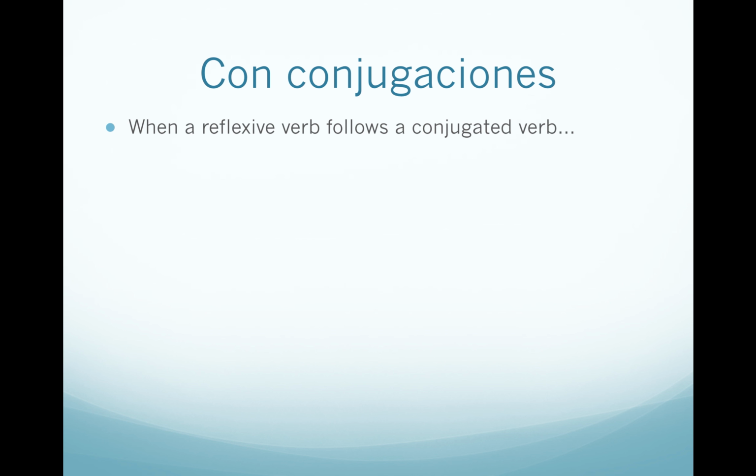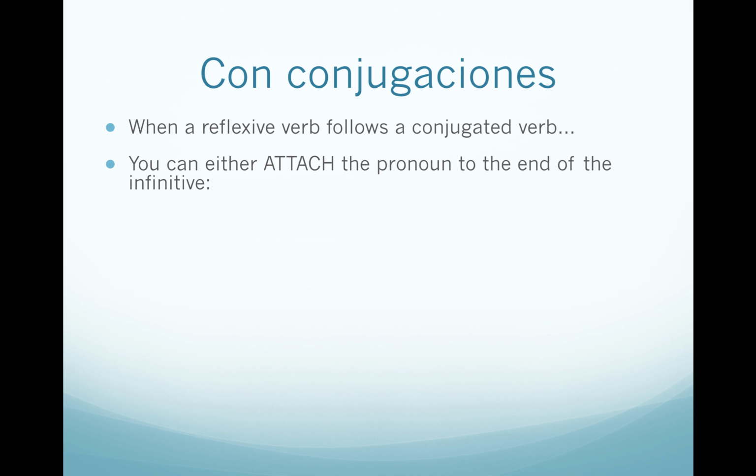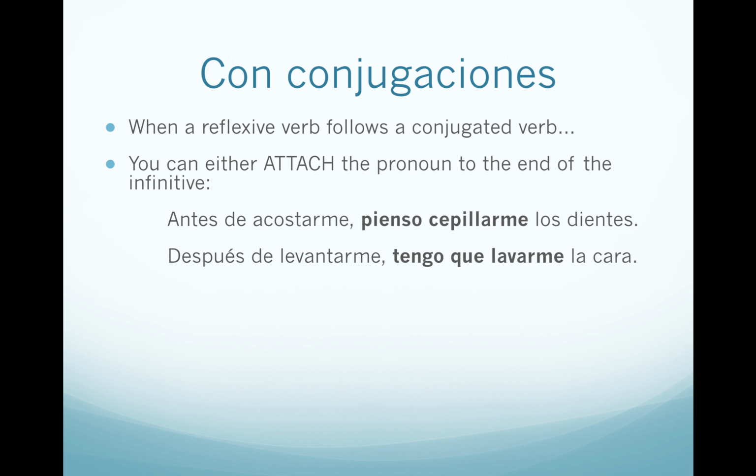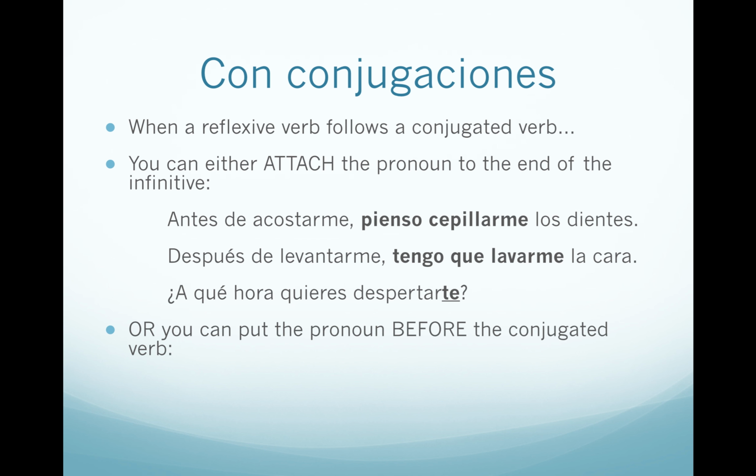When a reflexive verb follows a conjugated verb, you can either attach the pronoun to the end of the infinitive, or you can put the pronoun before the conjugated verb. For example, the pienso cepillarme, like I said, the cepillar is after a conjugated pienso, so you can say pienso cepillarme, tengo que lavarme, or quieres despertarte, or you can choose to put that out in front, much like we learned with direct objects and indirect objects.